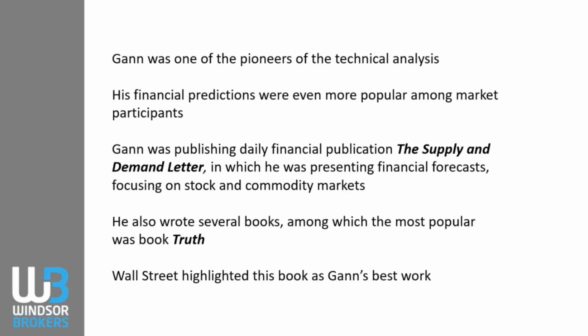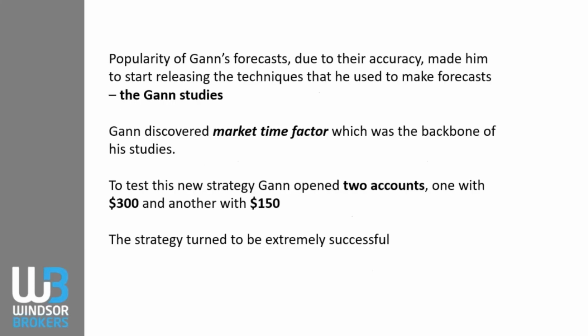Meanwhile, he wrote several books. The most popular was the book Truth, and it was highlighted basically by Wall Street as his best work. So the book Truth was the best work that Gann made, and the popularity of his forecasts was quite high, especially due to the accuracy, as he was predicting many things and was very successful in this.